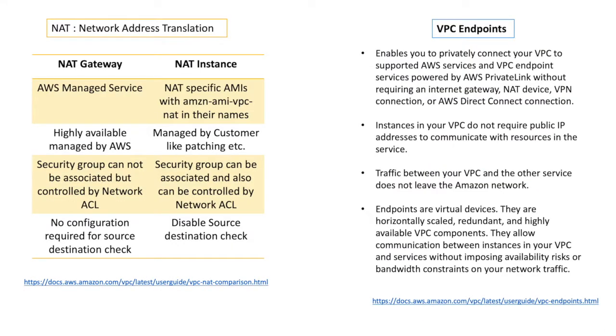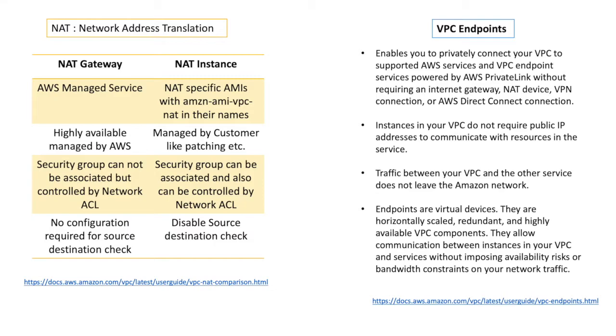Now, another question that usually comes around is NAT Gateway and NAT Instances. Earlier, it used to be NAT Instances only. As the name suggests, instance means you have to specifically go to EC2, launch an instance. What kind of an instance should it be? You should look for something like NAT, and it usually has something like Amazon AMI VPC NAT in its name. You have to take care of it. It is entirely the customer's responsibility to manage it for any patching, security, anything.